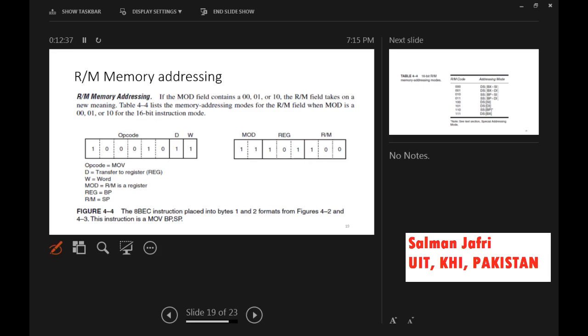Now let's look at R/M memory addressing. Basically R/M memory addressing deals with addressing modes which are other types of addressing mode: base plus index, base relative plus index, register indirect, and so on. So addressing modes in which brackets are involved are basically dealt with in the R/M memory addressing mode. So before going into the R/M memory addressing mode, let's look at another register addressing mode example.